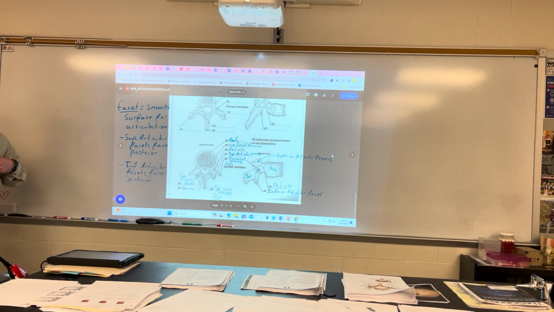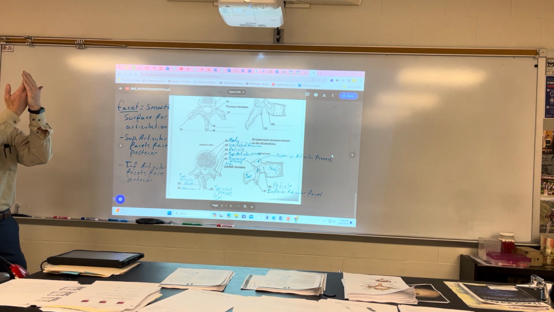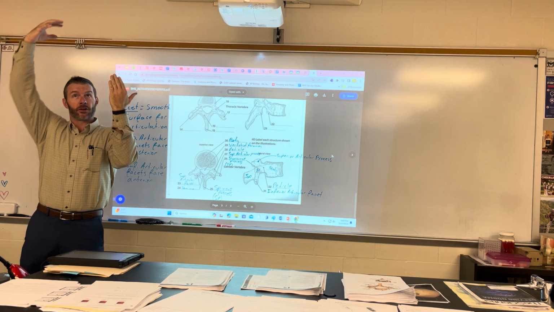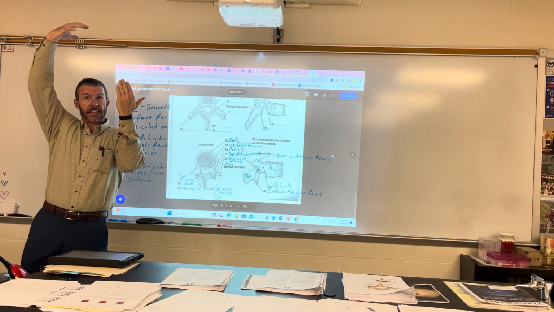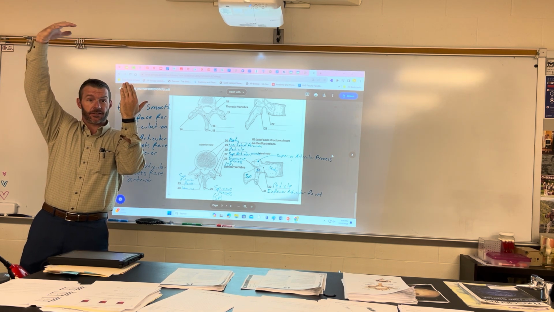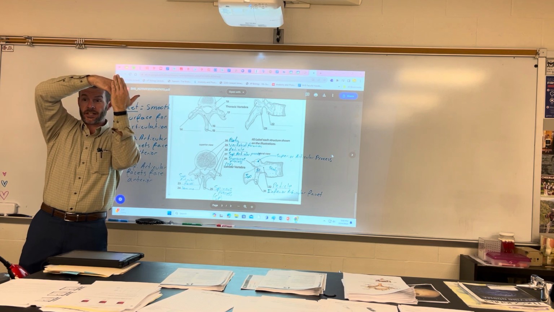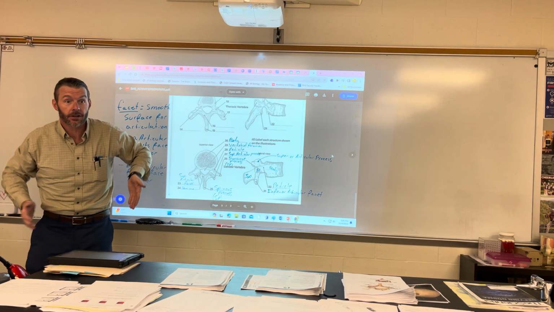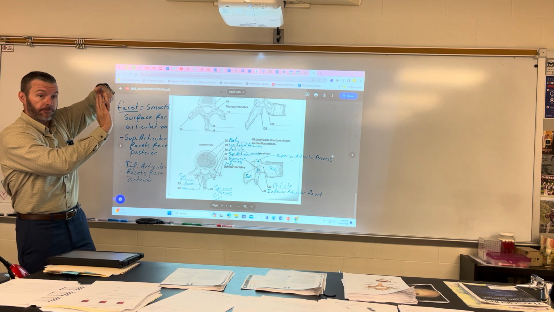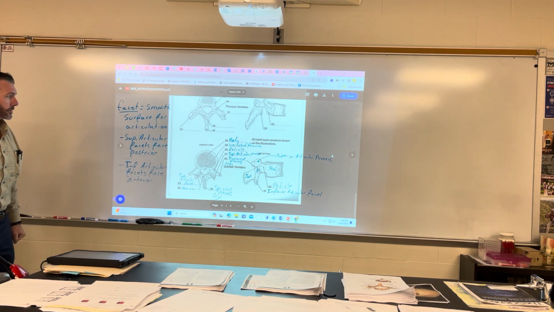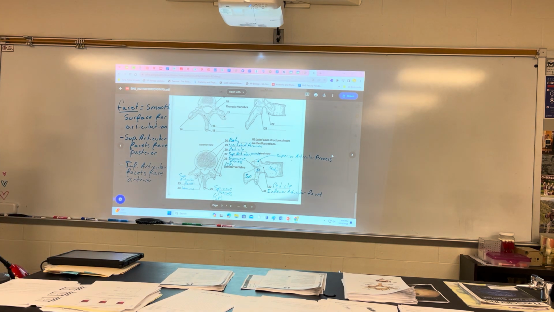I'll show you this more in lab tomorrow, but if you have a superior articular process that comes up with the facets that face posterior, if you put a vertebra on top of it, the inferior articular facets of the vertebra above are going to articulate, but they face anterior, so they'll match up like that. Okay, and it's like a little jigsaw puzzle, and that's how that structure works.